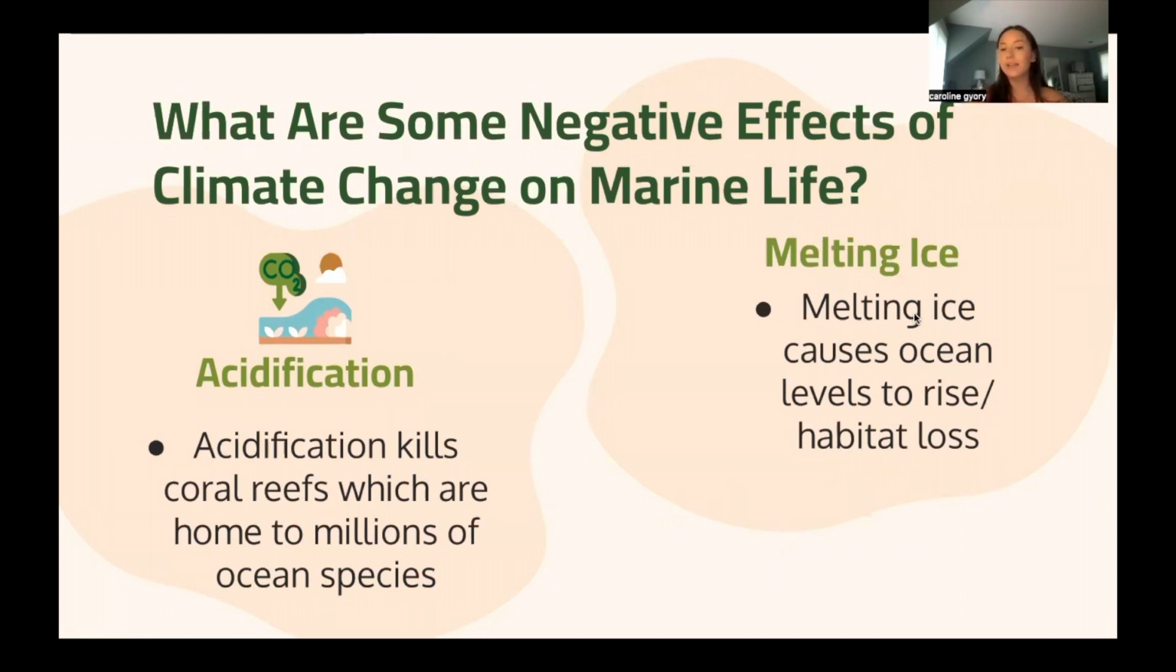Another effect is melting ice. Melting ice causes ocean levels to rise and habitat loss. The rising temperatures cause ice to melt, which not only raises the ocean levels, but also creates habitat loss for many Arctic species such as polar bears, penguins, and other fish that live in the Arctic.